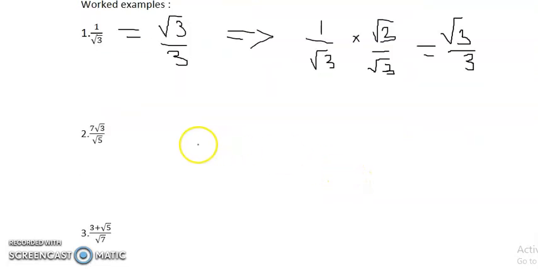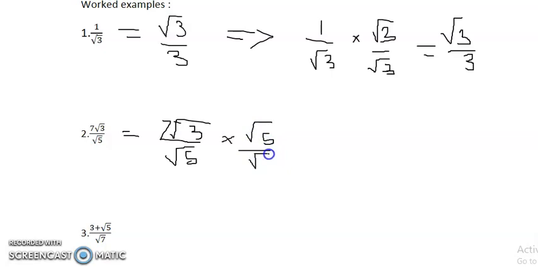Let's see a question here. 7 root of 3 over root of 5. So what do we do? 7 root of 3 all over root of 5. We multiply it by root of 5 over root of 5. Then we get what? We get 7, 5 multiplying 3, we get 15, then all over what? 5.